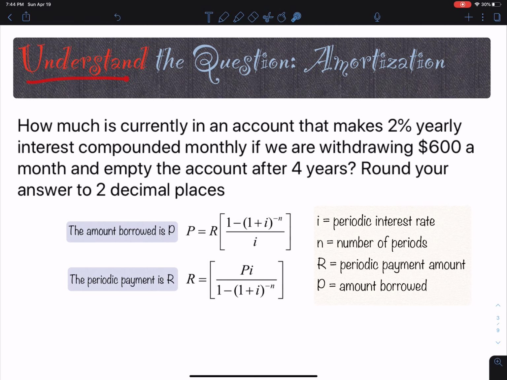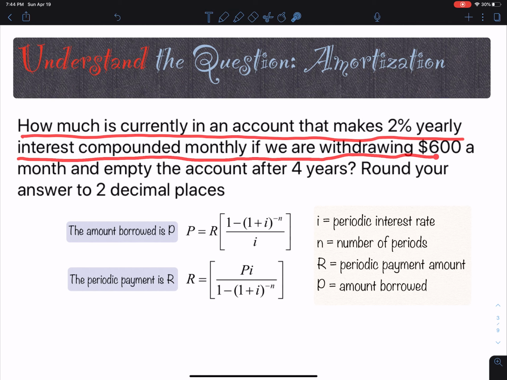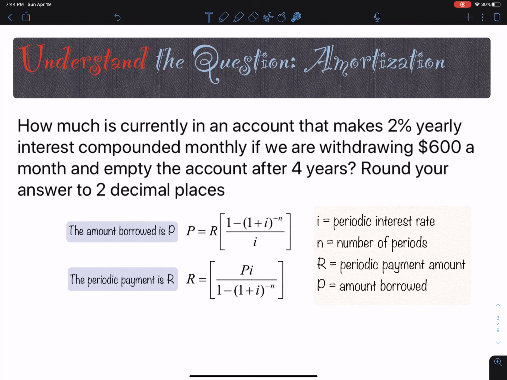Next, we want to understand the question of amortization. So here it is. How much is currently in an account that makes 2% yearly interest compounded monthly if we are withdrawing $600 a month and empty the account after 4 years? Round your answer to 2 decimal places. All right, so let me point something out. We're looking for how much we have currently. It says, how much do you have currently in an account?